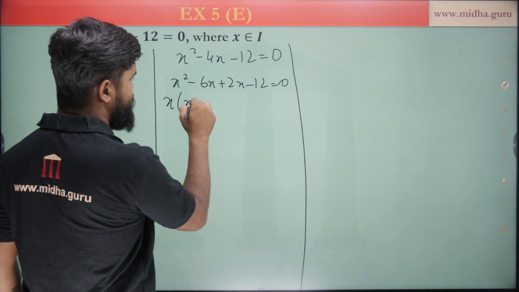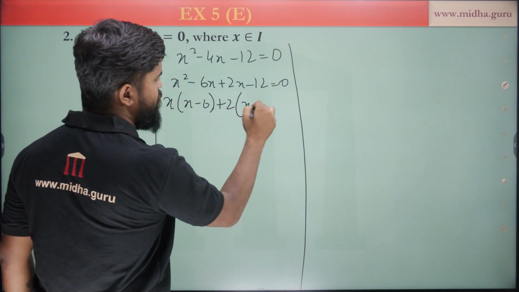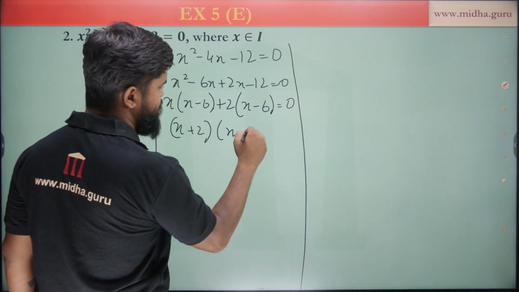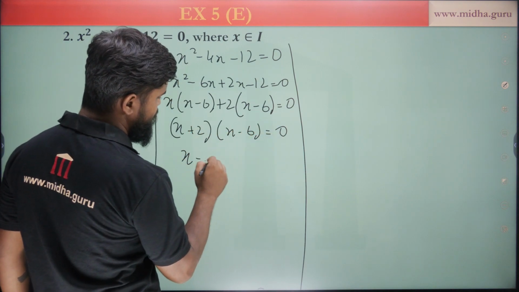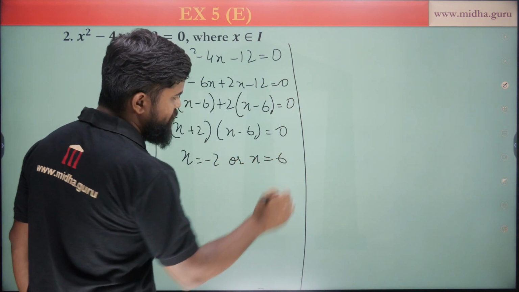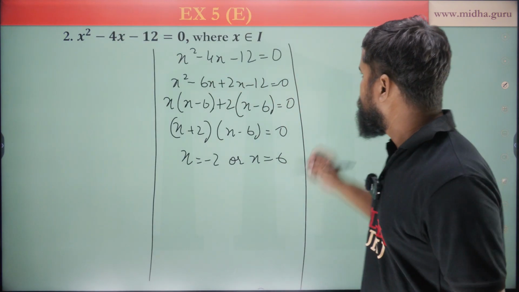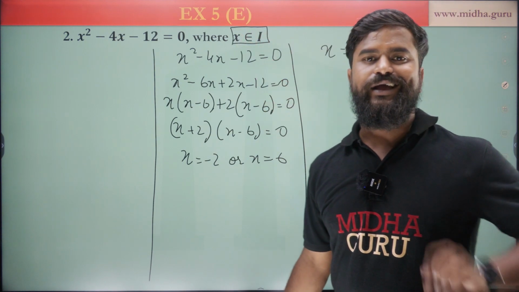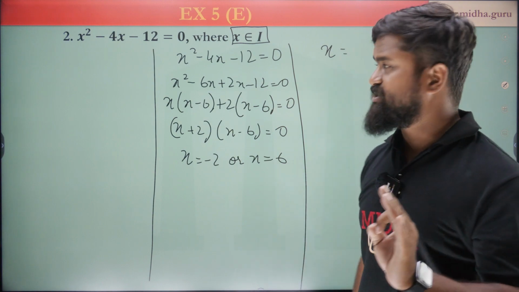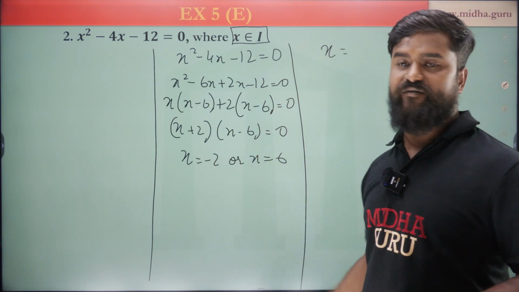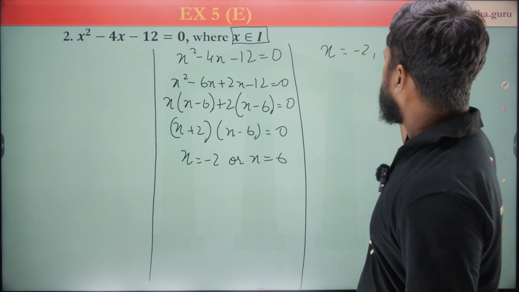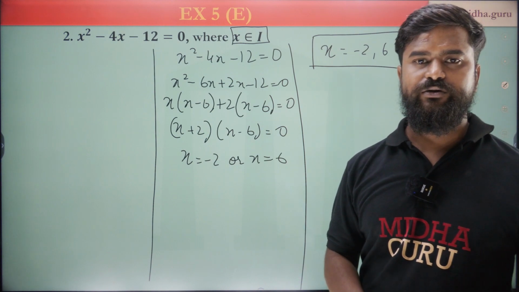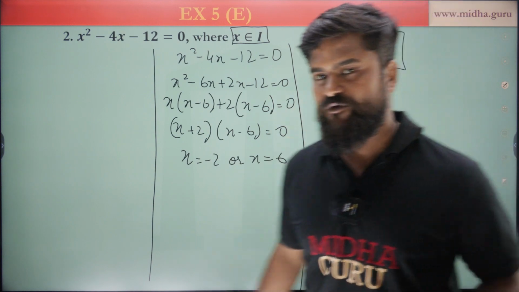So here I take x as common, it leaves x minus 6. And here I take 2 as common, again I get x minus 6 is equal to 0. So x plus 2 into x minus 6 is equal to 0. x is either equal to minus 2 or x is equal to 6. Now I have to pay attention to our condition here, that x should be an element of integers. Since both the values that we have arrived at are integers, we can write both of them down, and both will qualify for our given condition. This will not always be true, but if it is, we can write both the solutions for our equation.